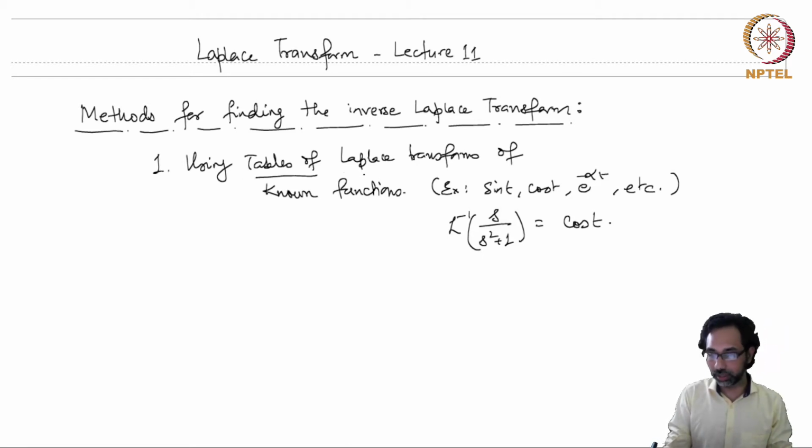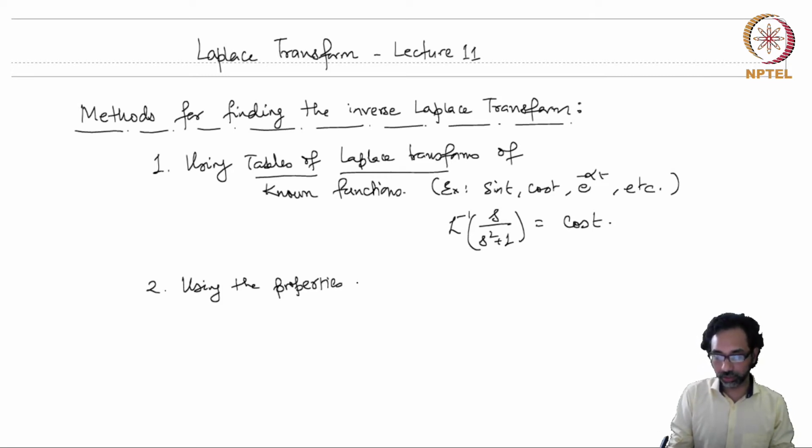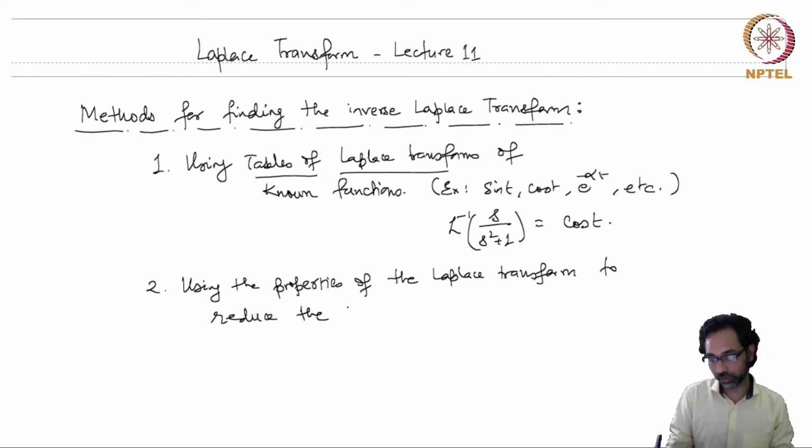So this is the first method, which is the most basic, which is to just go and look it up on a table of known functions and find if it's there or not. In case it's not there, then you go to the second method, which is using the properties of the Laplace transform to reduce the problem, so that method 1 can be applied.